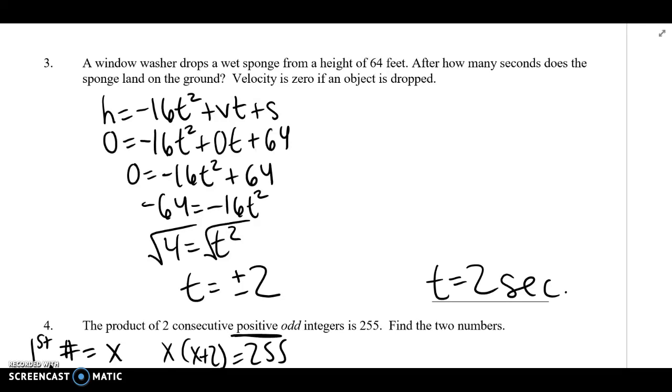Number 3, we'll be using the projectile motion equation. We'll plug in h as 0 and we are solving for t. We know that v is 0 as well. We factor this and we end up with negative 64 equals negative 16t squared. You can divide each by negative 16 and you get 4 equals t squared. If you take the square root of both of those, you get t equals positive 2 and negative 2. Since time cannot be negative, your answer is 2 seconds.